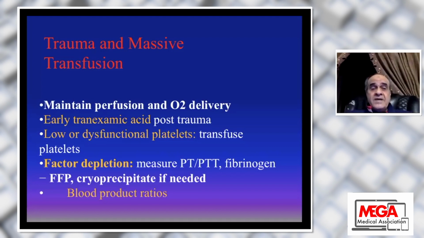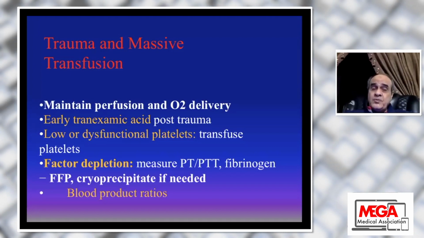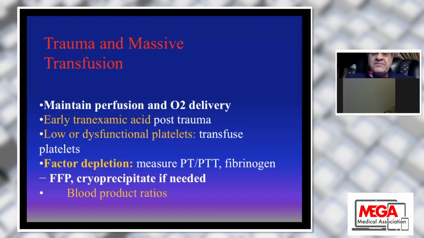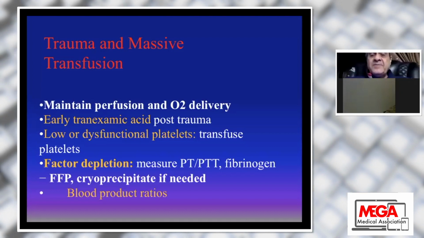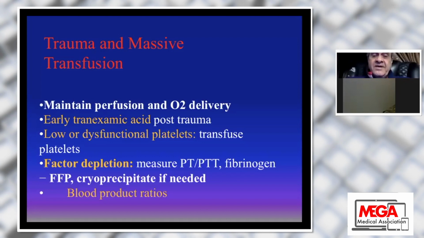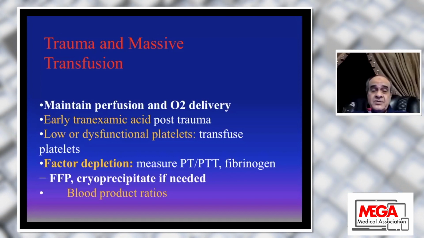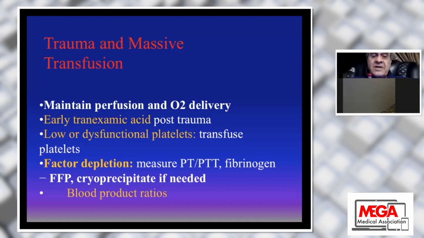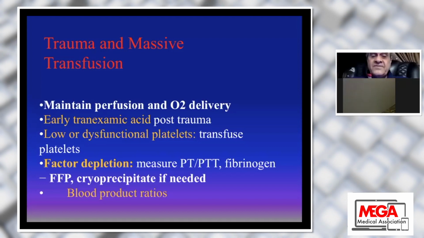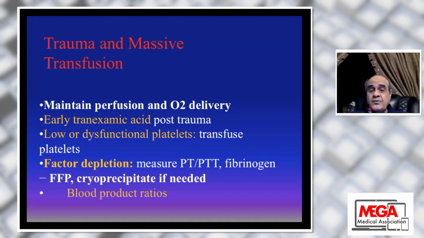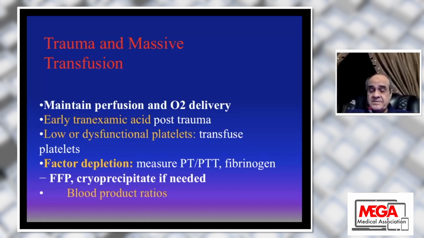Volume and so on. Early tranexamic acid post-trauma within the first 3 hours is very important. Don't give it after 3 hours. For low or dysfunctional platelets, transfuse platelets. If there is factor depletion, measure PT, PTT, and fibrinogen, and you can transfuse fresh frozen plasma or cryoprecipitate if needed, according to a blood product ratio of 1:1 or 1:2, as we said.